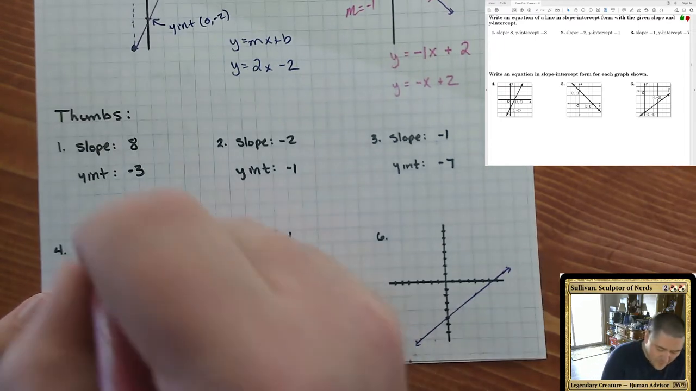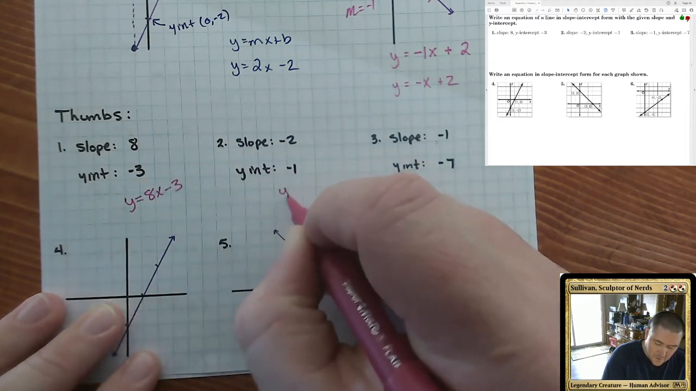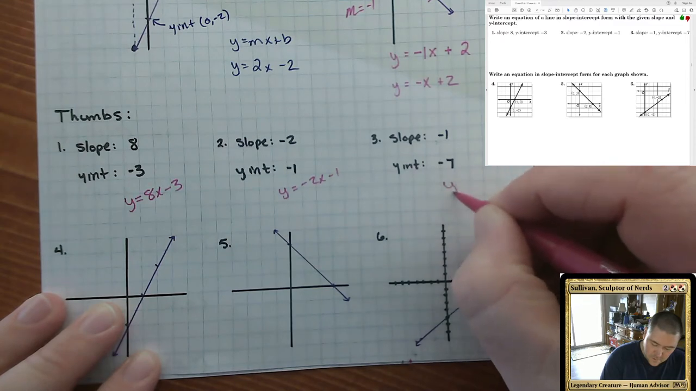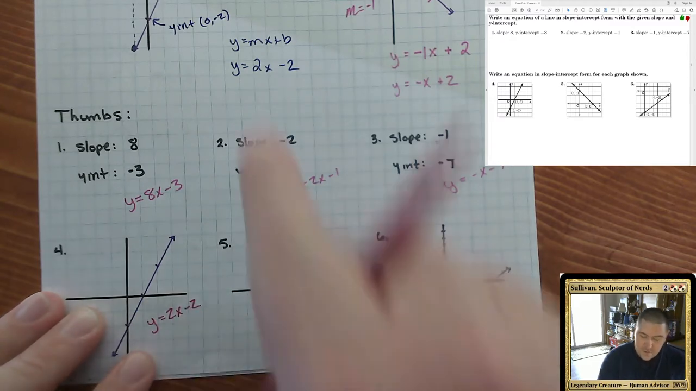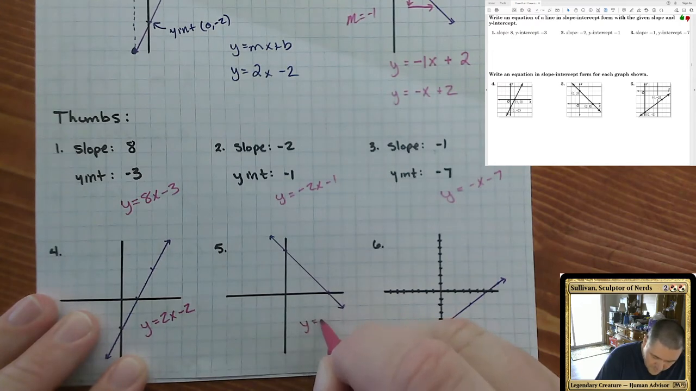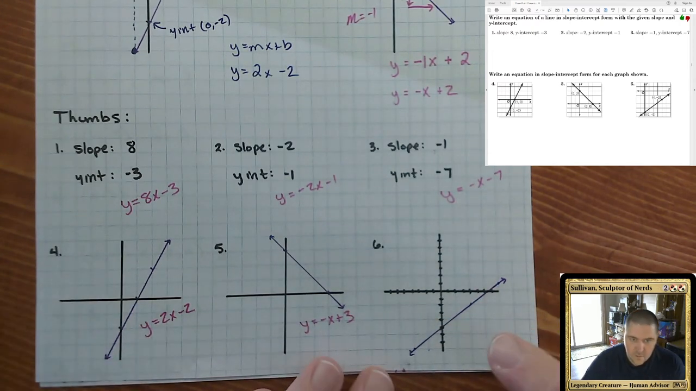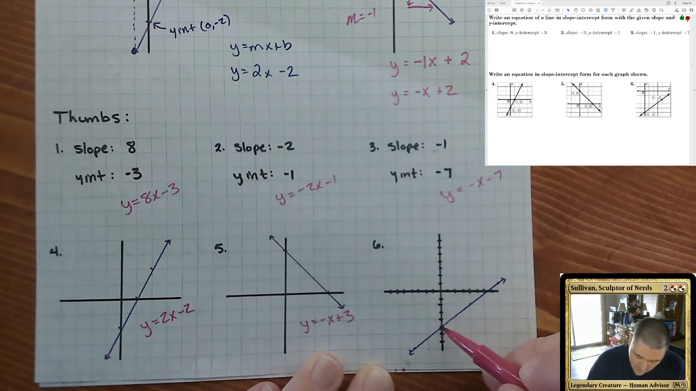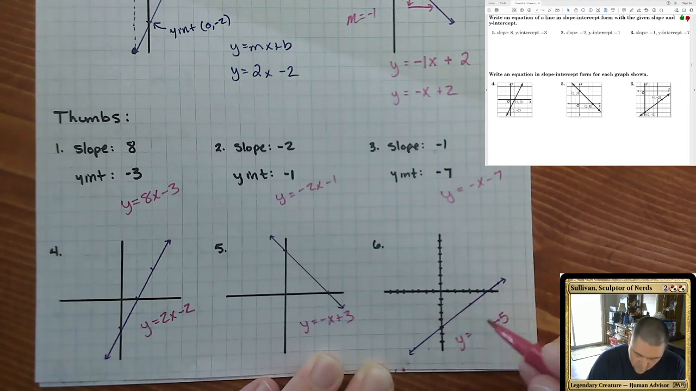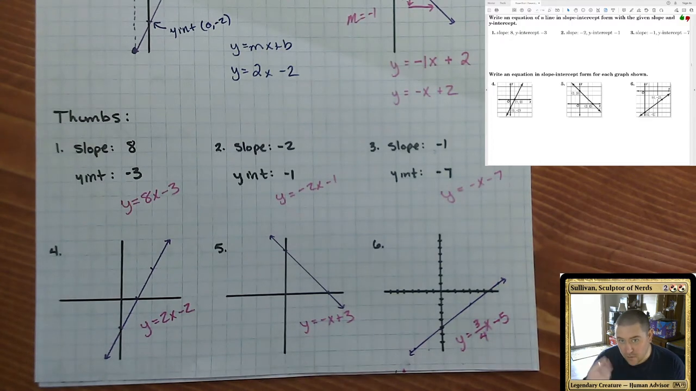And maybe you did that. We should have y is 8x minus 3, y is negative 2x minus 1, y is negative x minus 7, y is 2x minus 2, it's the exact same graph that we had above, y is negative x plus 3, and this one, I had to change my scale a little bit. Sometimes it's a little harder to count in between them. I see a negative 1, 2, 3, 4, 5. And my slope comes up here at up 1, 2, 3 over 1, 2, 3, 4. So I have a 3/4 slope, I think, because I had to make my own graph.